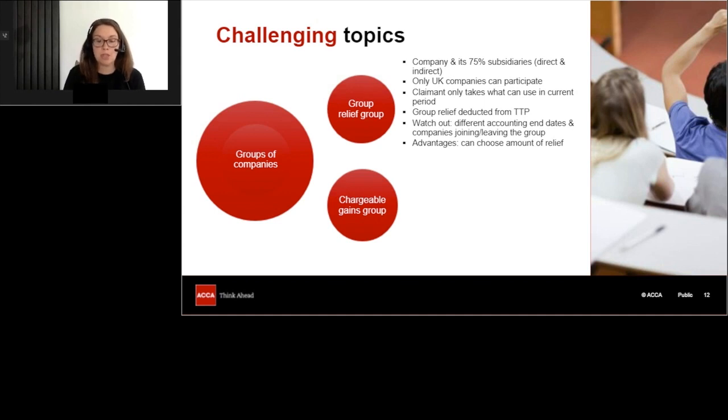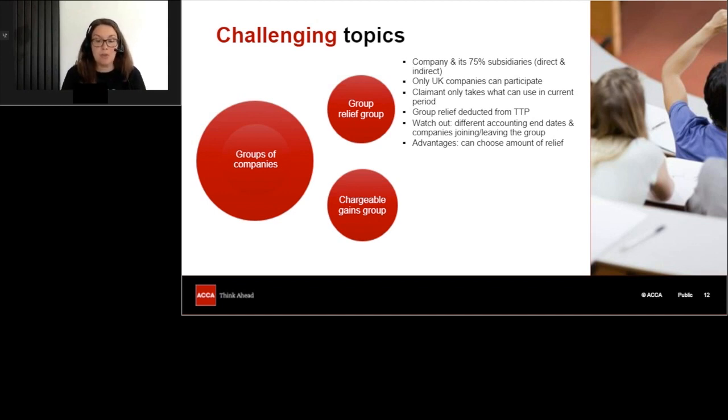But we do include them in the group because we want our group to be as big as possible. And that gives us then the greatest amount of options around the different ways we can share the losses. So by including a non-UK resident company, it might give us access to one of its UK resident subsidiaries. So that's why we do it.